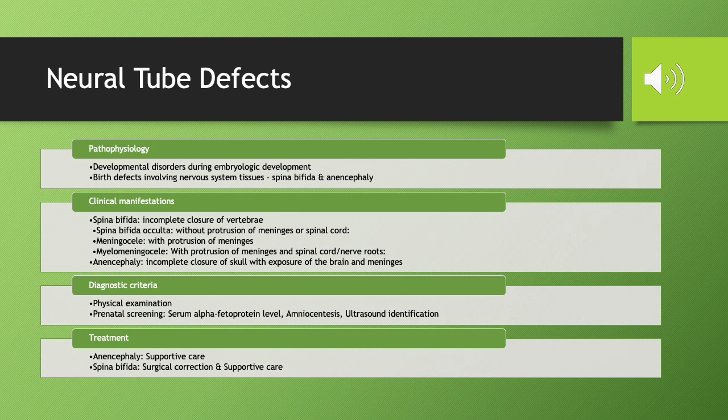So as far as diagnostic criteria are concerned, there's a history and physical examination, and you normally have a prenatal screening. You can have an amniocentesis. There's ultrasound that can verify if it's present or not. And then you can have your serum alpha-fetoprotein levels that will also support. As far as your treatment, for anencephaly, you do supportive care. And then for spina bifida, there is surgical correction and also supportive care. So it just depends on the nature and the severity of what's going on for them to decide for surgical correction.